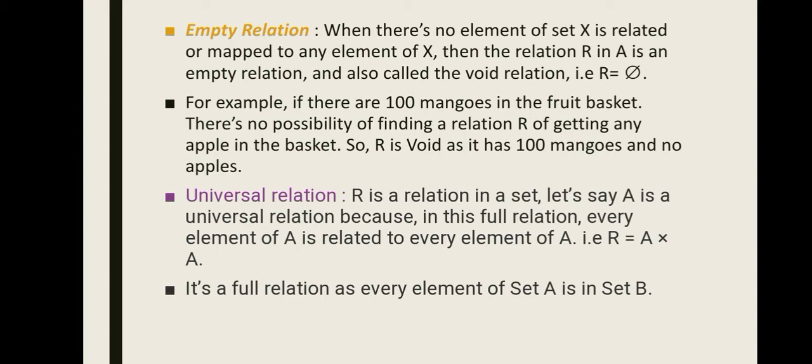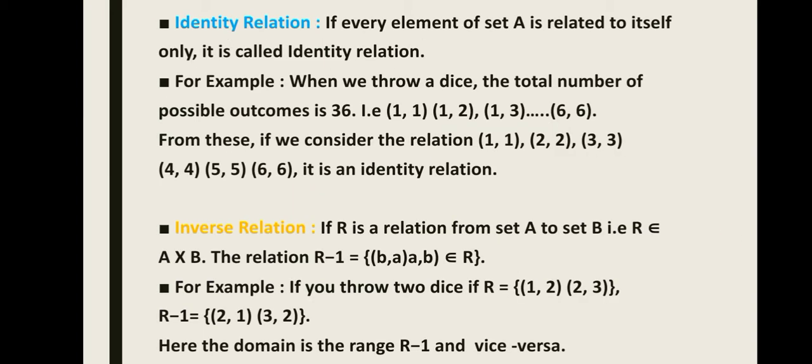Universal relation. R is a relation in a set, let's say A. It is a universal relation because in this full relation, every element of A is related to every element of A. That is, R equals A times A. It's a full relation as every element of set A is in set B.